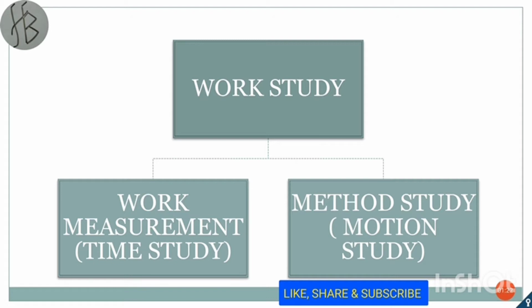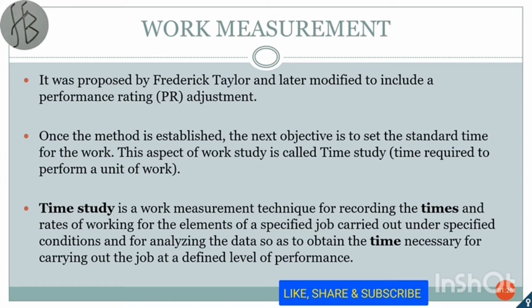Work measurement was proposed by Frederick Taylor and later on it was modified to include performance rating adjustments. Once the new method is established, the next objective is to set the standard time for the work. This aspect of work study is called time study or work measurement, meaning the time required to perform a unit of work.